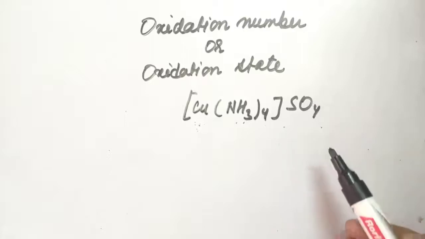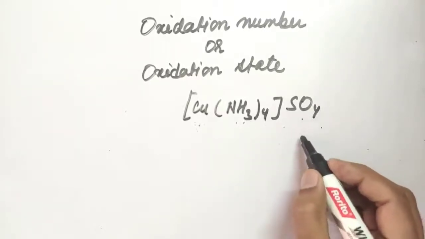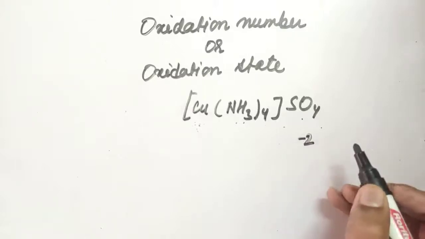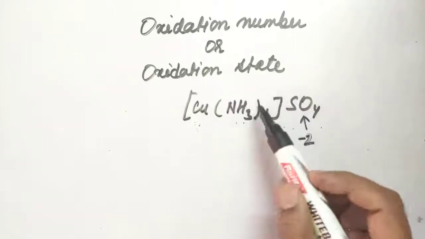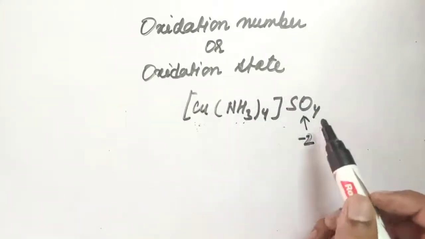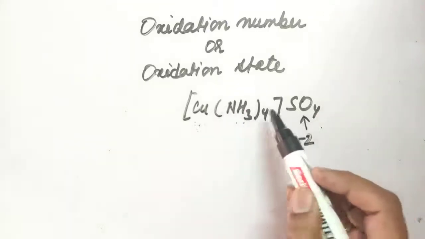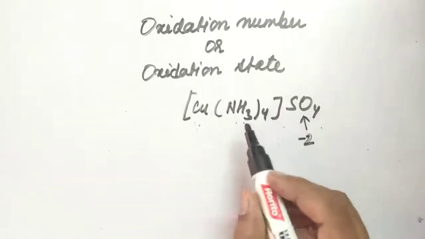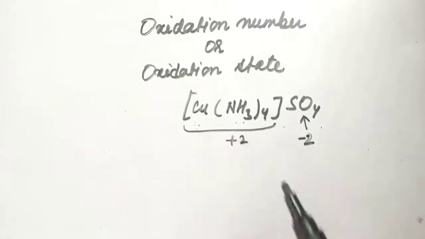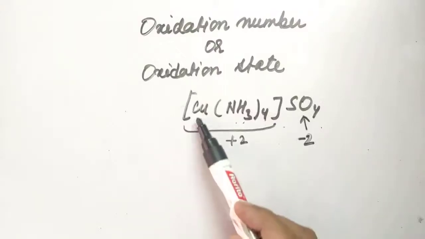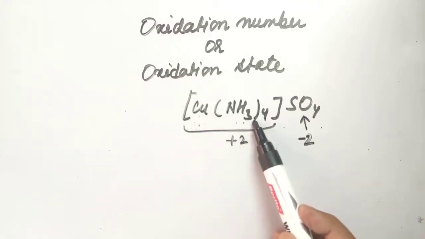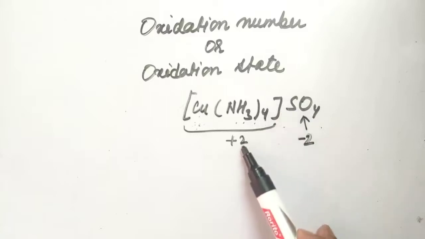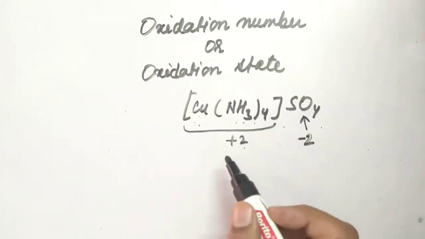Here the sulfate ion is a -2 charged ion. Since the compound must be electrically neutral, the complex ion or the coordination sphere should carry a +2 charge. So how do we calculate the charge on the copper metal? By adding the charges present inside the sphere and then equating it to +2. Let us do it here.